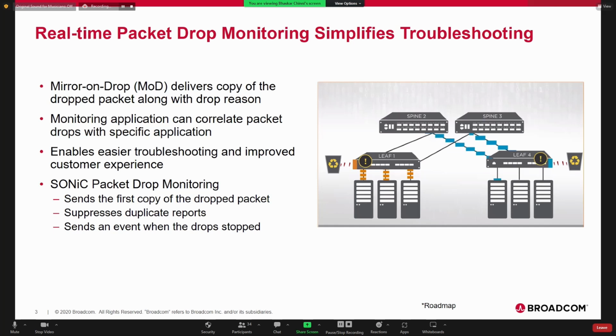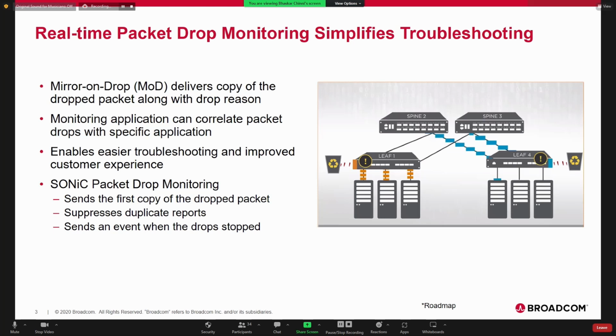So we built a state mechanism within the silicon, so that a report goes out immediately when the first dropped packet is observed, and then the subsequent reports are suppressed. There is deduplication happening within the silicon, so that the network is not bombarded, or the collector is not bombarded, with duplicate reports.